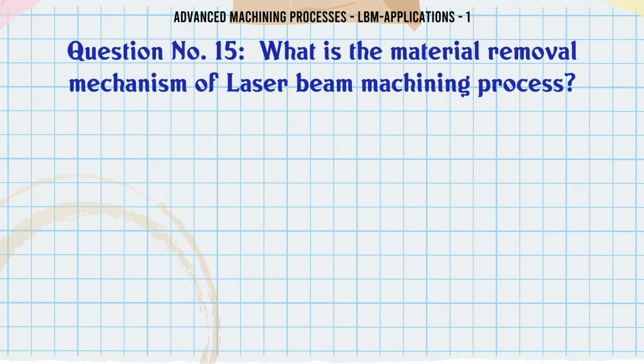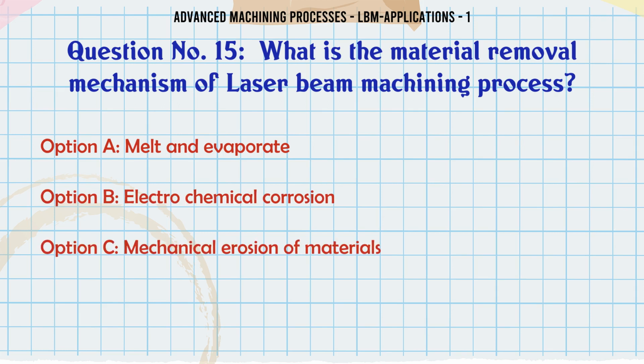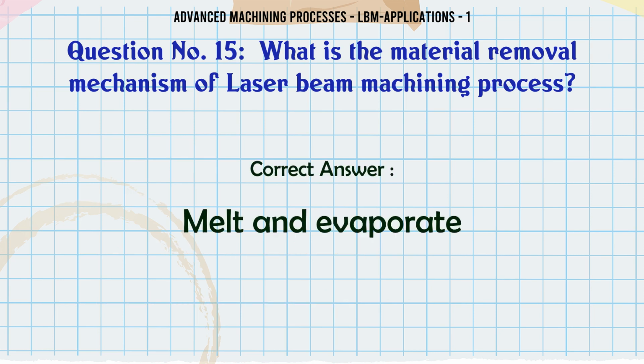What is the material removal mechanism of laser beam machining process? A. Melt and evaporate, B. Electrochemical corrosion, C. Mechanical erosion of materials, D. Electrochemical dissolution. The correct answer is melt and evaporate.